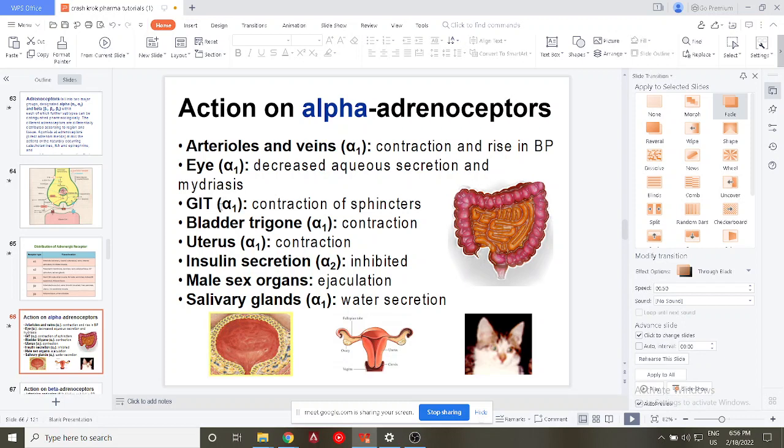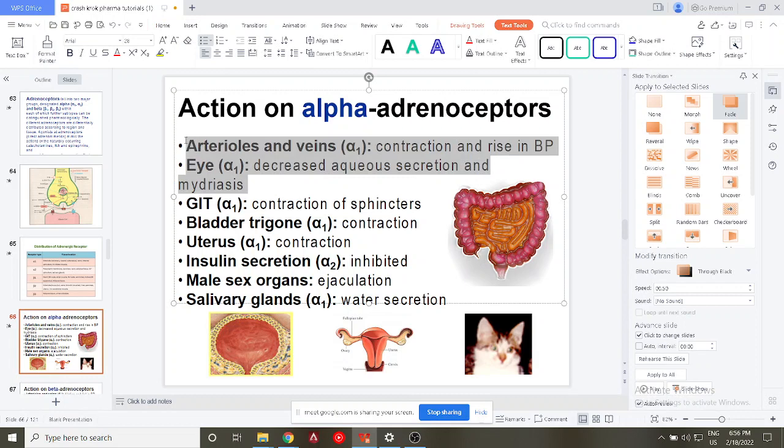Then for the GIT, it's going to cause contraction of the sphincters. The bladder is going to cause contraction. The uterus is going to cause contraction. Then it's going to decrease insulin secretion. Then for the male sex organs, it's going to cause ejaculation, then water secretion. It's very difficult to memorize all of this. But the main marker for Krok is the first two. It's going to cause contraction and increase the blood pressure, and it's going to decrease aqueous secretion and cause mydriasis. So take note of these two effects, it is very important.